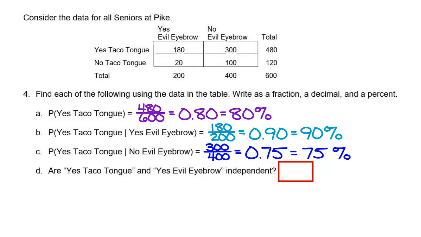Are the events yes taco tongue and yes evil eyebrow independent? No. Why not? Yep, percents change. If I know whether or not evil eyebrow is a yes or a no, it changes my percents of whether or not it's a yes taco tongue. Right?